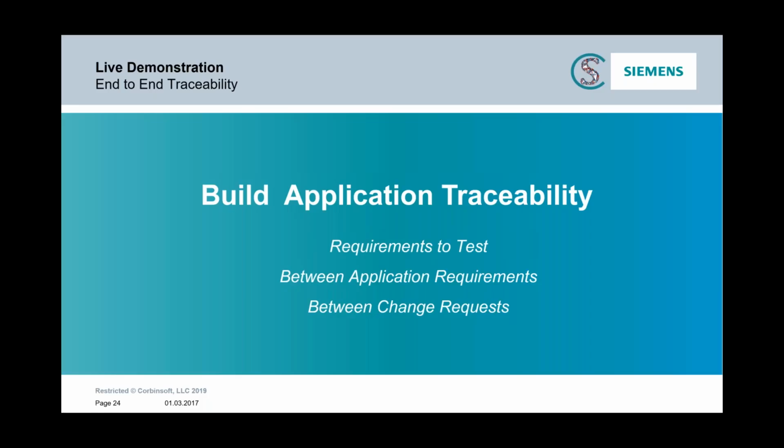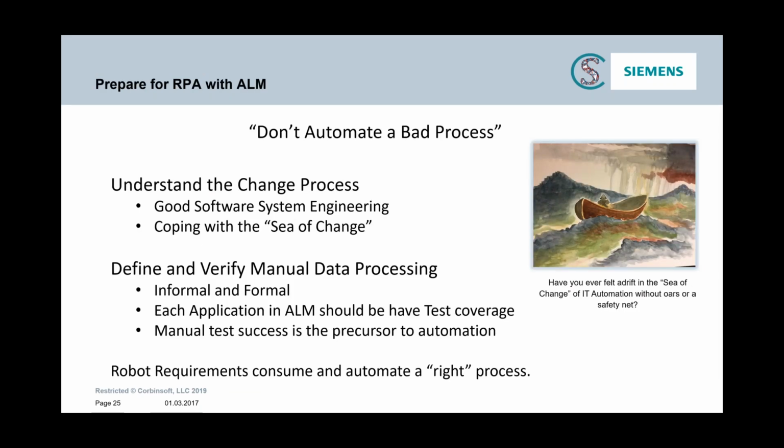Okay, I'm going to come back to the slide topics for just a minute as we come to a little bit closer of a conclusion. What is going to happen here in Polarion with ALM is that we want to make sure we're not automating a bad process, but we're really understanding what that change process is. To the right here, this is a favorite picture of mine. And sometimes we feel adrift on this sea of change, and we have no safety net without us experiencing the failure when it happens.